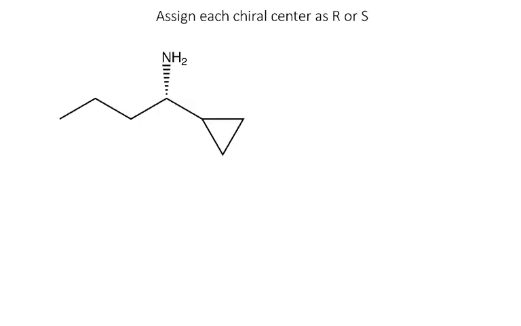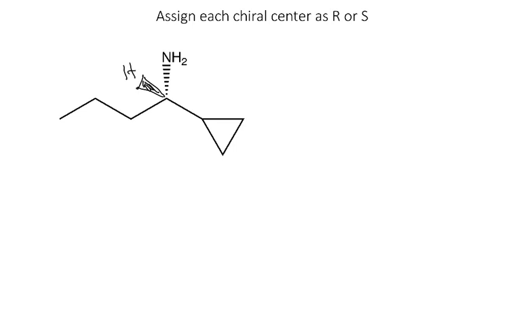All right, so for each chiral center in each of these examples, we want to assign it as being R or S. In this case, I think we only have the one chiral center. And what they've done here, and this is typical of what we'll often see in the examples, is they're not showing us the hydrogen, right? But if these two are in the plane and the NH2 group is going back, then that means that the hydrogen has got to be on the wedge.